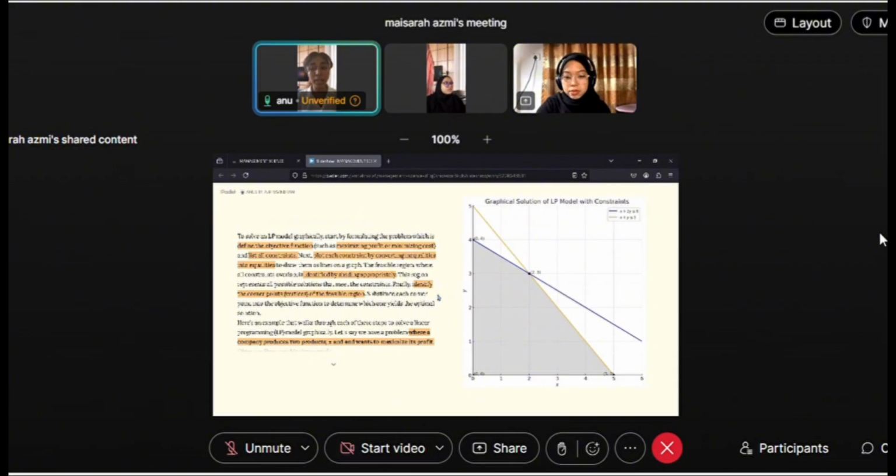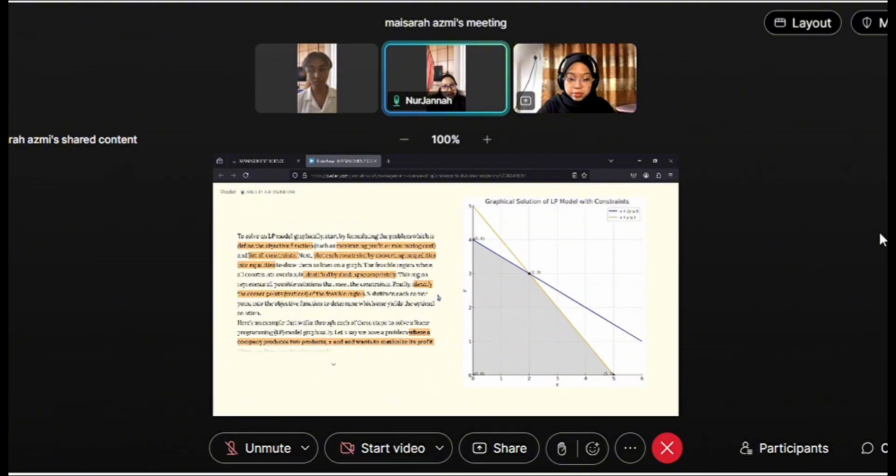So now that we have the objective and constraints, let's plot them on the graph. To plot each constraint, we first turn the inequalities into equalities to get the line. For x plus 2y equals 8, if x is 0, then y is 4. If y is 0, then x is 8. Exactly. Now for x plus y equals 5, if x equals 0, then y equals 5. And if y equals 0, then x equals 5, right? Now that we have points for both lines, we can draw them.